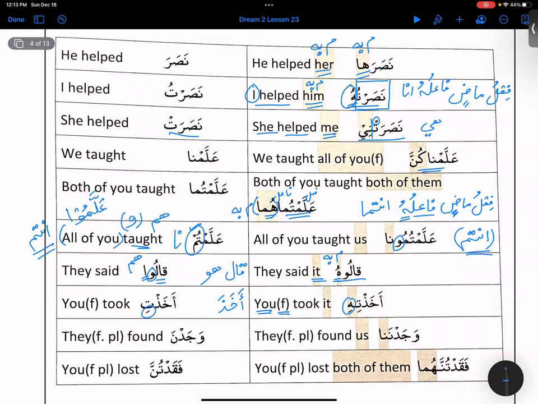So we're going to say, you female took it. And how are we going to label it? Fi'l, fa'il, and hi is maful bihi. Alhamdulillah. Next one, wajadna. What pronoun is inside? Hunna. Very good. Then na is always hunna. So fi'l madin, fa'iluhu hunna. And now it says wajadnana, the family found us. Na is maful bihi. Exactly, this na is an attached pronoun. This is maful bihi. So wajadna means they found. They found who? They found us.